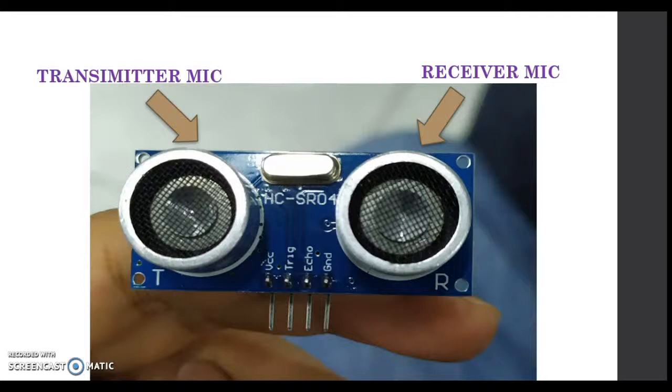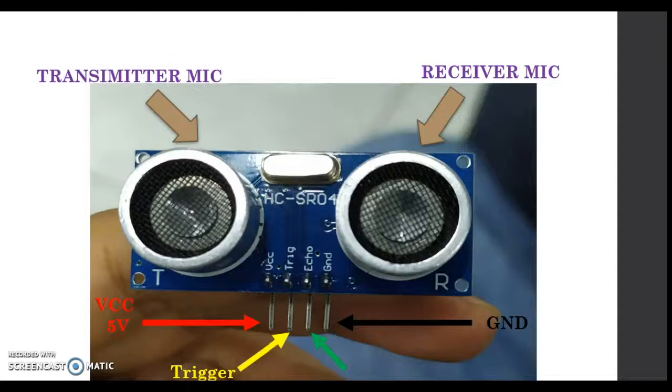Below, it has 4 pins. The VCC pin that can power the sensor using a 5 volts input voltage, the ground pin, the trigger pin, which is basically used in order to trigger the sensor, and the echo pin. The echo pin is where you can read the sound wave that is being received by the sensor.